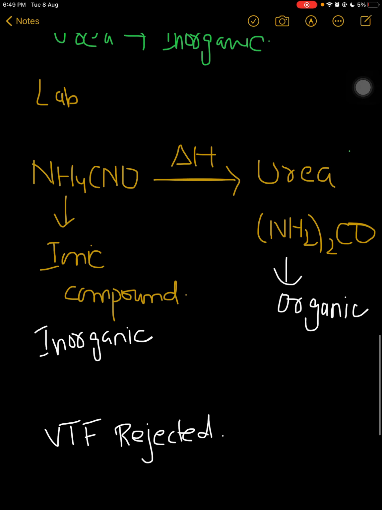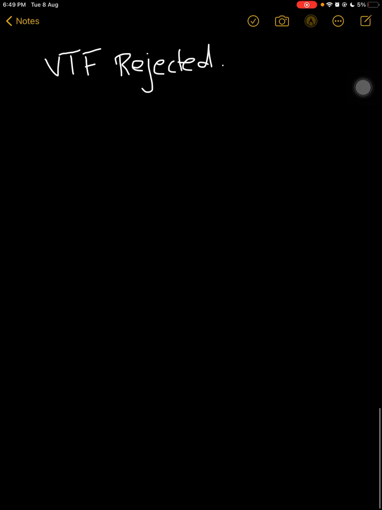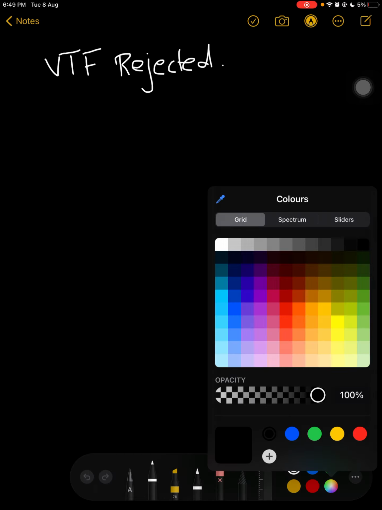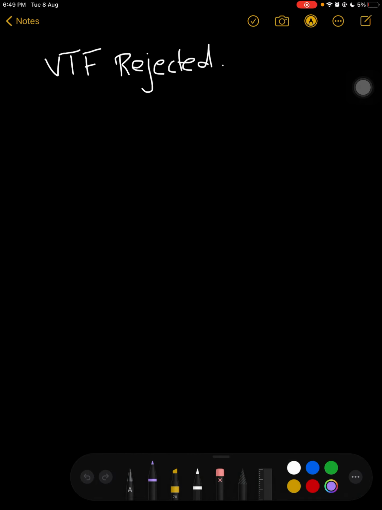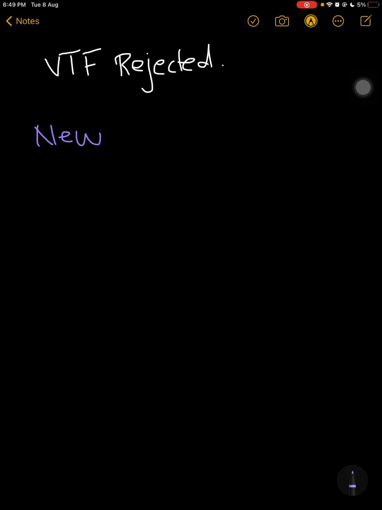So basically in my last video we talked about how the vital force theory was rejected and Wöhler's concept was introduced. So now let's understand the new definition of organic compounds. What is organic chemistry? The new definition. So basically organic chemistry is the study of hydrocarbons.